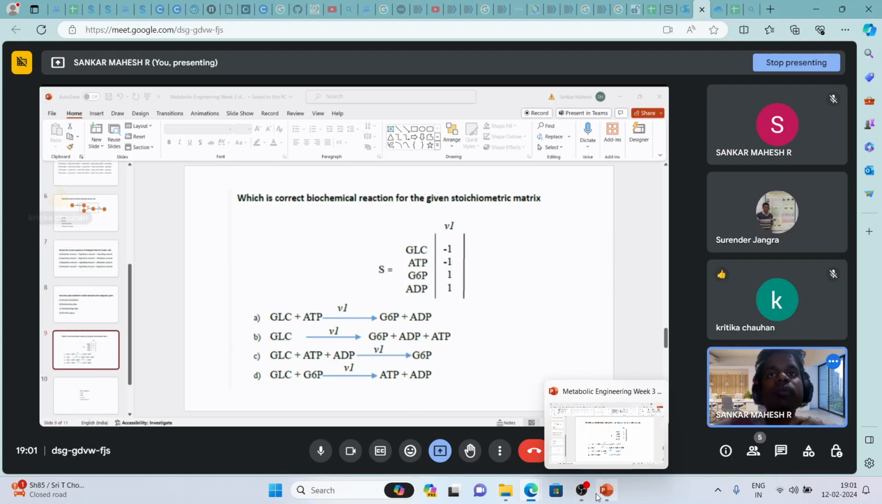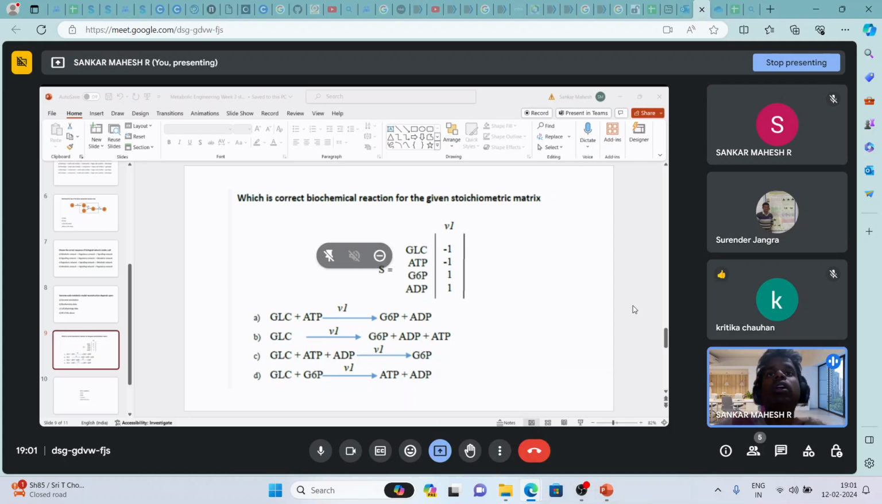Yeah. So now the question that we're dealing with is the stoichiometric matrix, and we have to write the biochemical reaction for this. This matrix is called the S matrix, and we have one column and four rows. The column here represents the rate of the reaction or the flux through the reaction, whereas the rows represent the metabolites. Here the metabolites are glucose, ATP, glucose 6-phosphate, and ADP, and you have values such as -1, 1, and 1.